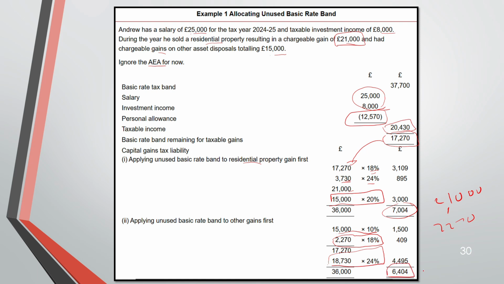You see you are saving more tax. Tax is lower when the basic rate band is utilized against the other gain first. Why? The difference between 10 and 20 is 10%, whereas for residential, it is only a 6% difference between the higher and the lower.